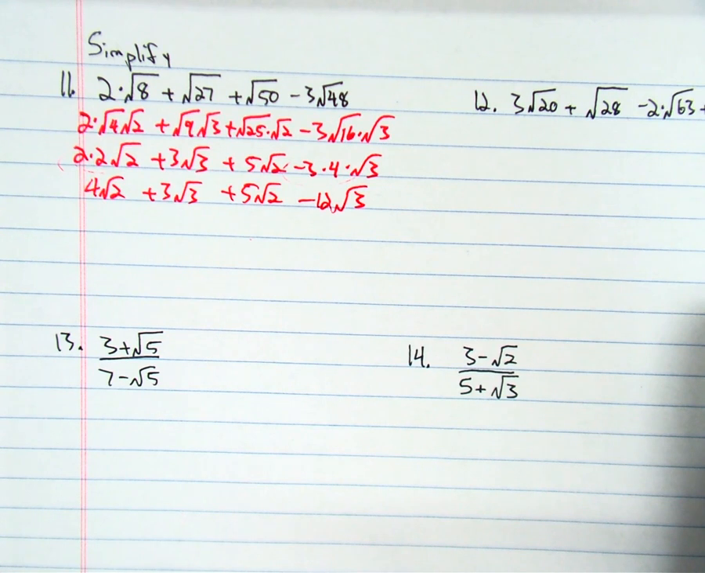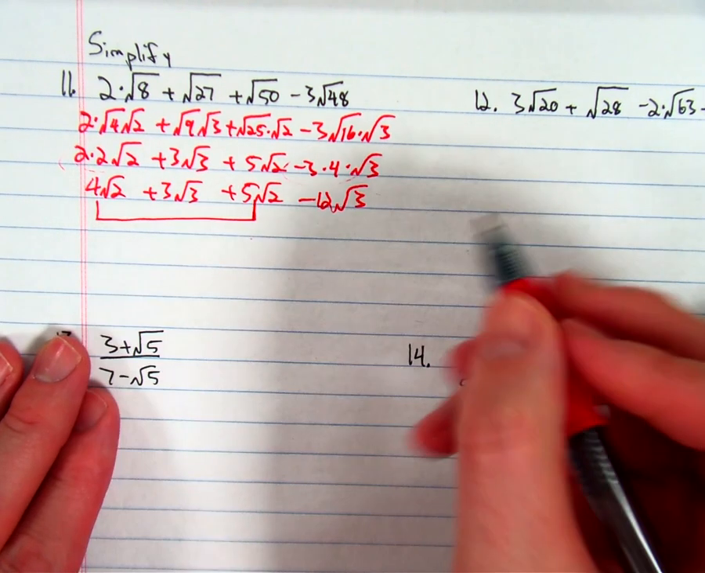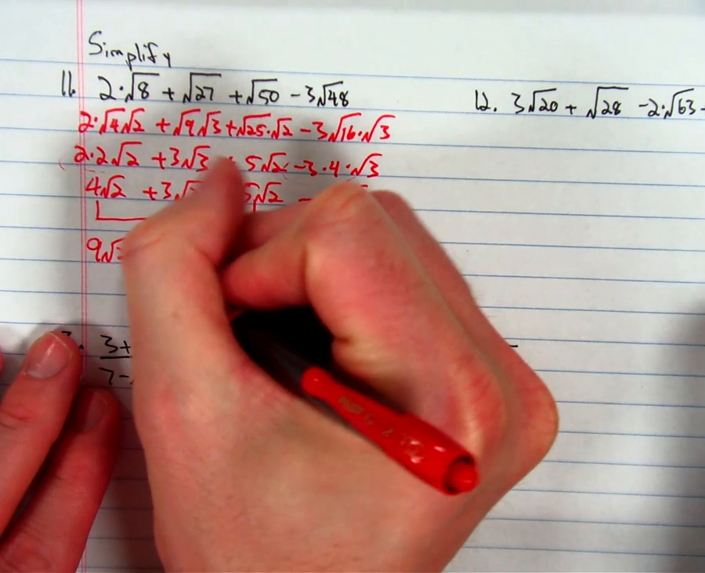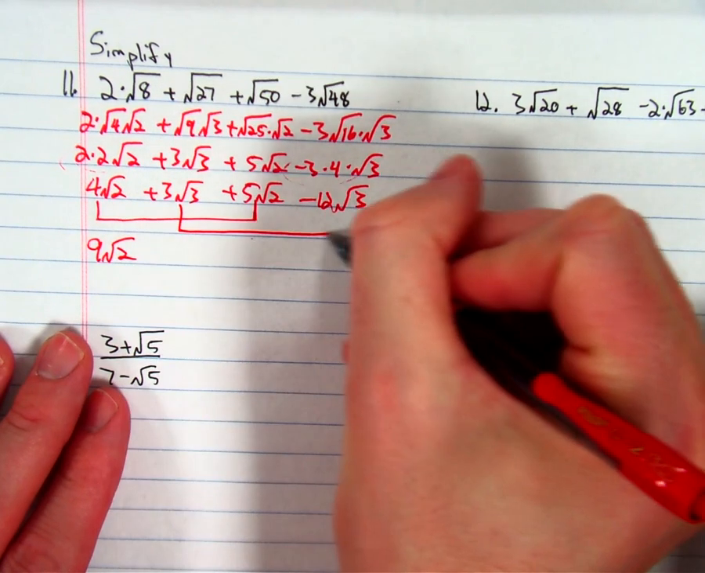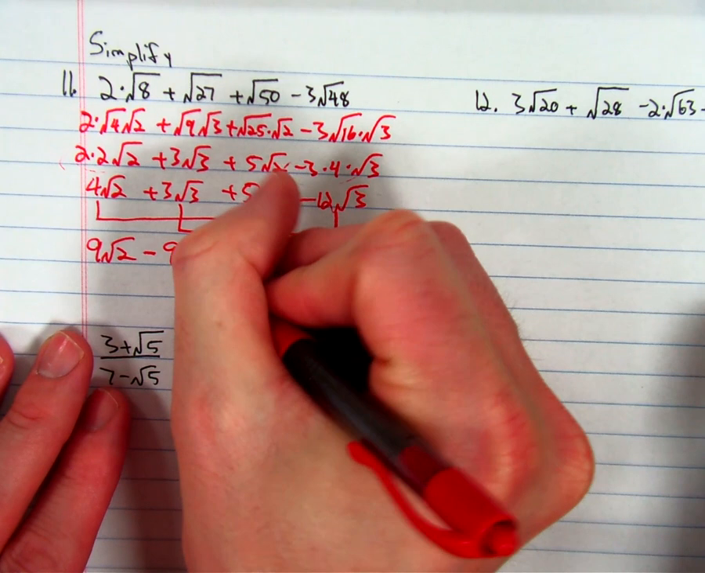And now let's look to see if we have anything we can group up. 4 radical 2 and 5 radical 2, that's 9 radical 2's. 3 radical 3 minus 12 radical 3's means minus 9 radical 3's.